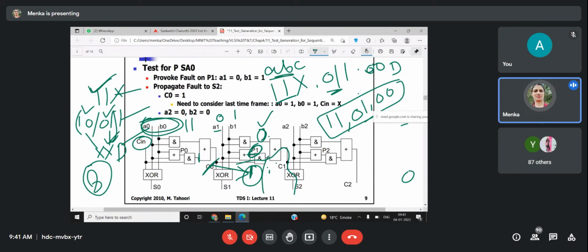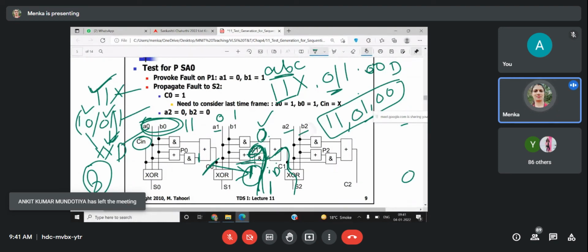bring it 1, because the stuck at 0 fault था आपका P पर ना. So if you are making it 0 1, so it means यहाँ पर आपके पास 1 आ जाएगा because ORing है. और यहाँ पर नॉन कंट्रोलिंग वैल्यू C0 1 था. So this fault D can be propagated here. यहाँ पर आपका प्रोपोगेट हो जाएगा.